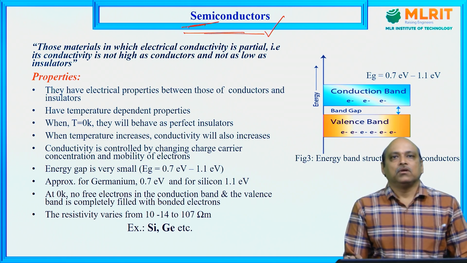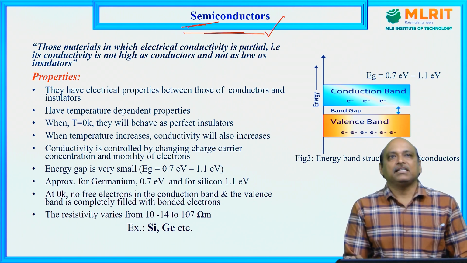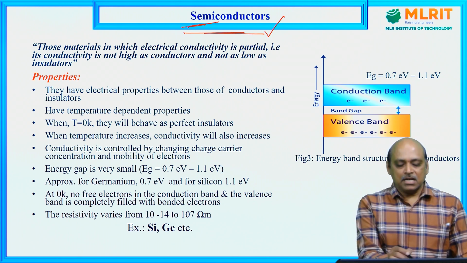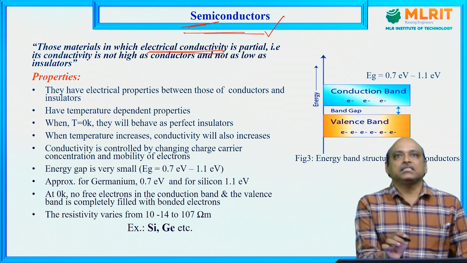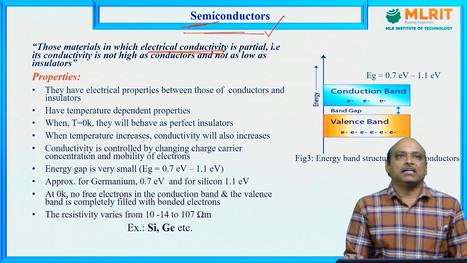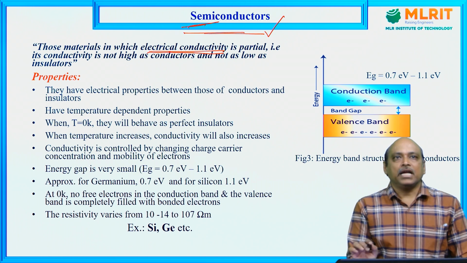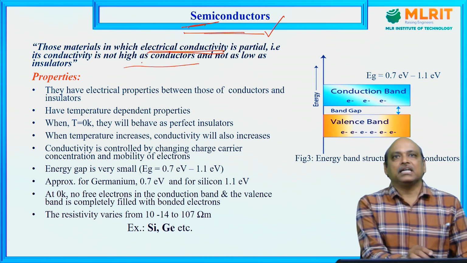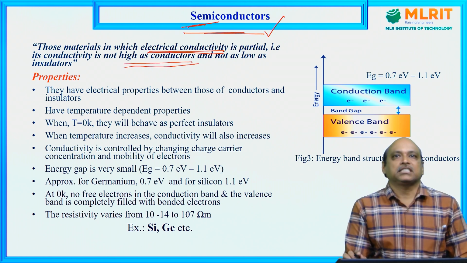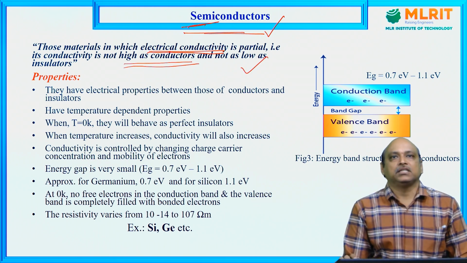Now, if you take the definition of a semiconductor, it is defined as a material in which electrical conductivity is partial, that is, semi. When you compare with the properties of conductors, electrical conductivity is very high, and in insulators conductivity is very low. If any material has conductivity in between, such materials we call semiconductors.